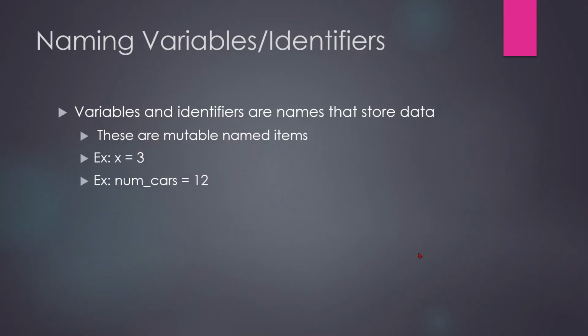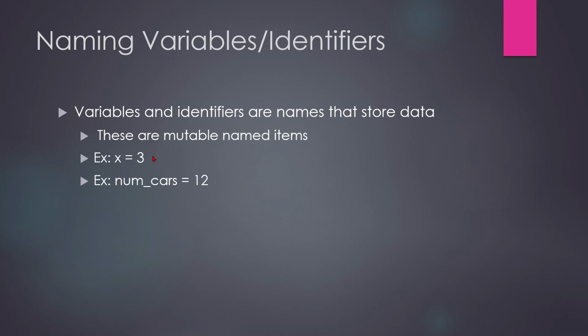Hello. In this video, we'll once again be speaking about variables and identifiers, but this time we'll talk about the naming aspect, and then we'll show a few examples of how to name them. So as a quick refresher, variables and identifiers are names of items that are used to store data. As we previously mentioned, these named items can be changed and are not permanently set.